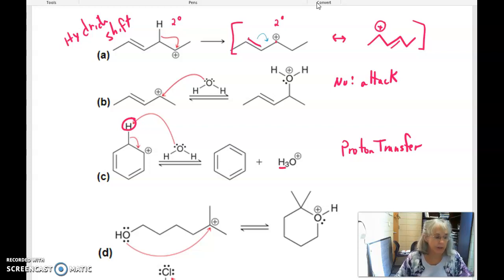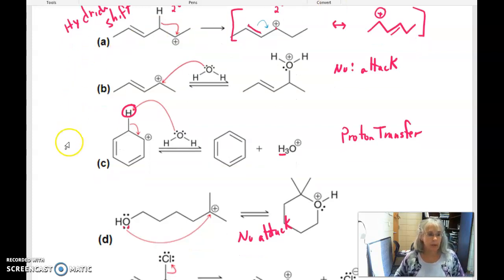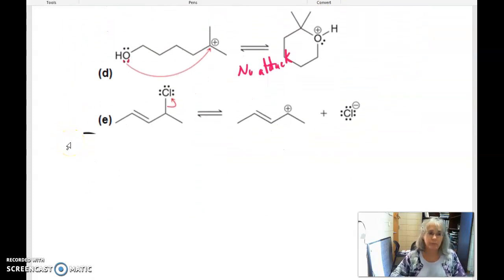Here we have a nucleophilic attack. We've got electrons, and they're attacking something that's positive. And let's move it up. So we've got one more. And this is loss of a leaving group. We abbreviate leaving group LG. We'll be seeing that a lot because the chlorine is just becoming chloride.